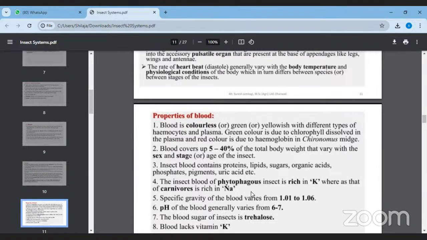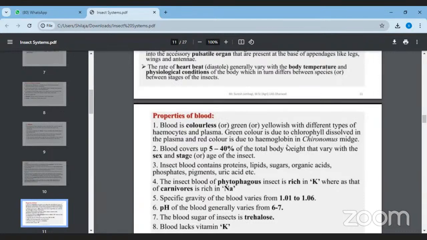So coming to the blood color, it changes in insects: green, yellowish, with different types of hemocytes and due to the plasma. Green color may be due to chlorophyll dissolved in the plasma, and red color is due to the hemoglobin in the chironomus stage of the insect.